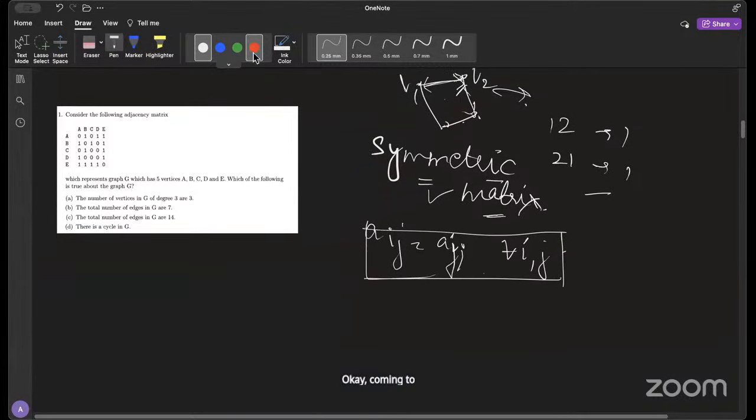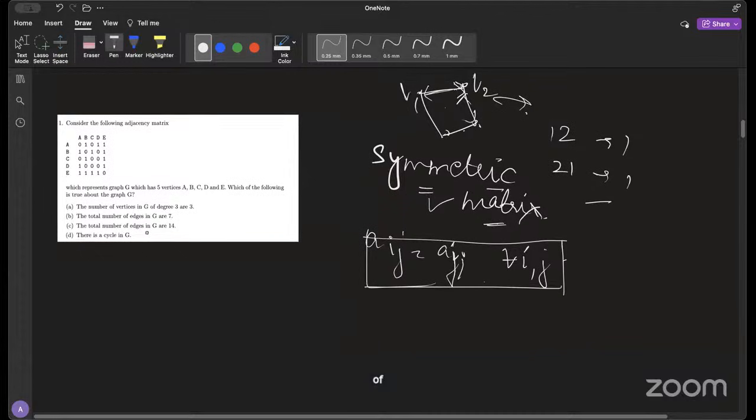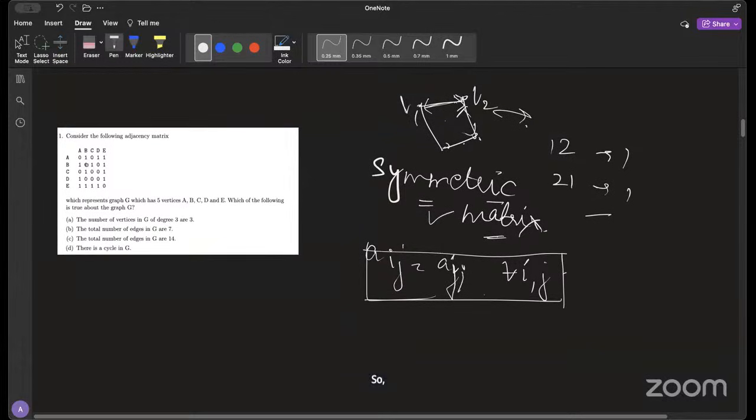Coming to the options, the first option is about the number of vertices in G of degree 3 being 3. Because it's an undirected graph, there's no concept of in-degree and out-degree, there's only a concept of degree here. So degree 3 you can just check from the row or column, because it's a symmetric matrix, it doesn't matter. So let's just check it from the rows. There are three non-zero entries here, right?